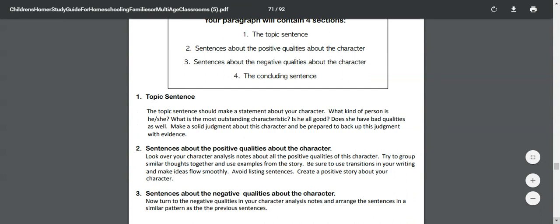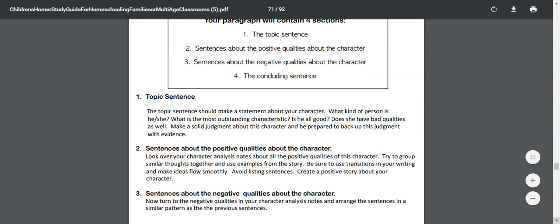It makes your writing much smoother. You don't want it to be choppy and just thrown in there, okay? Avoid listing sentences. We're not going to just put a whole bunch of ideas in one big giant list. Create a positive story about your character.